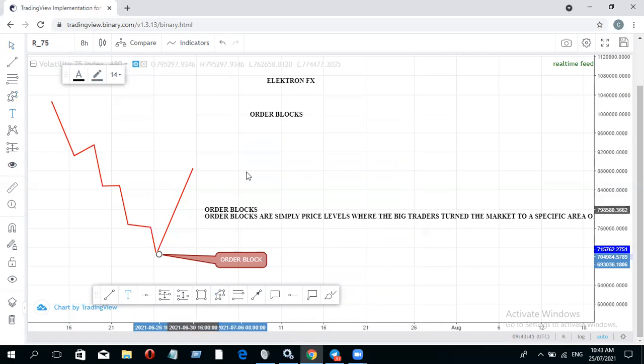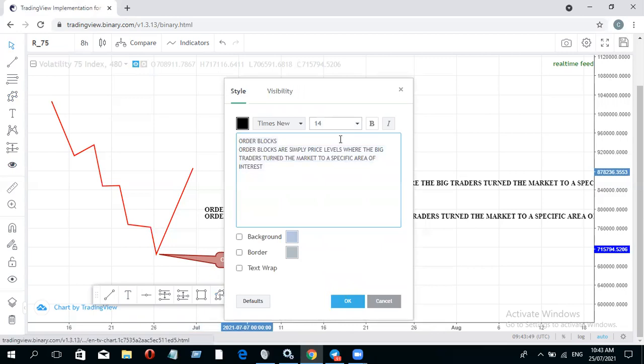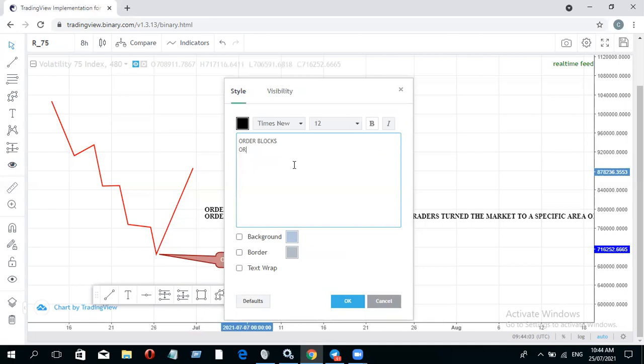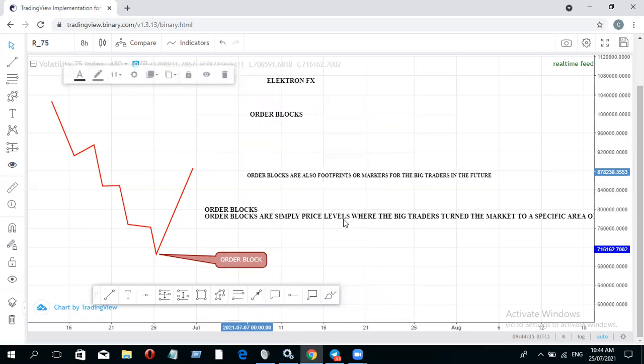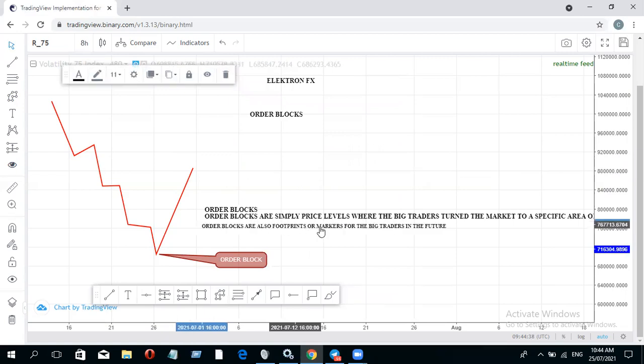Another thing to know about order blocks is that order blocks are also footprints or markers for the big traders in the future. What I mean by this is that the order blocks are also footprints or markers for the big traders in the future.